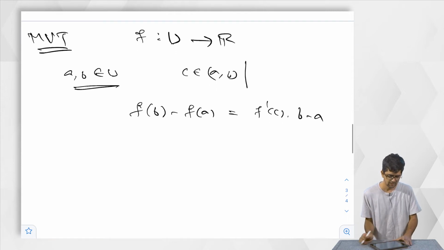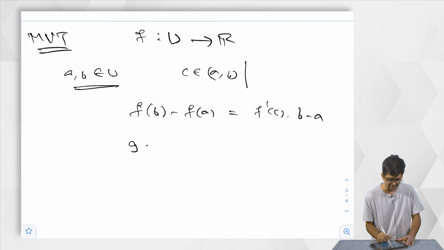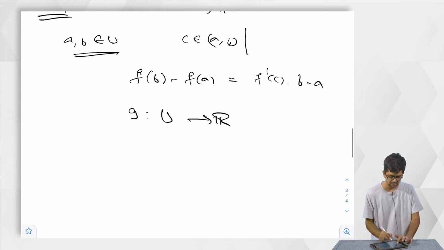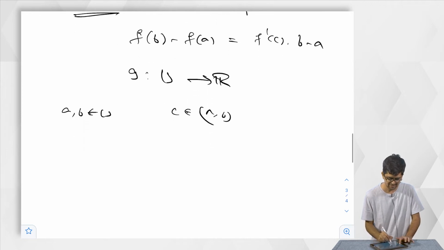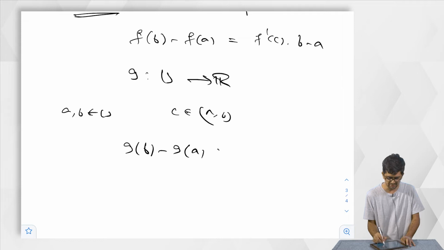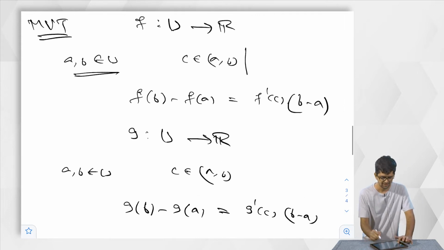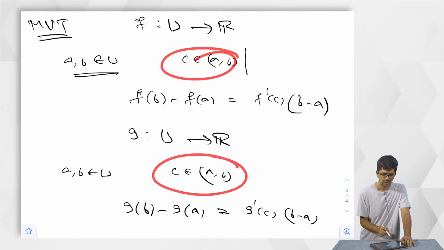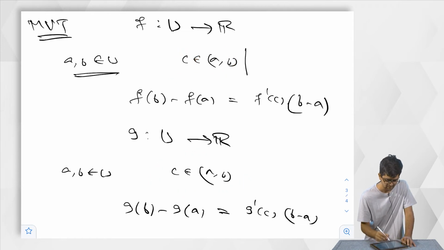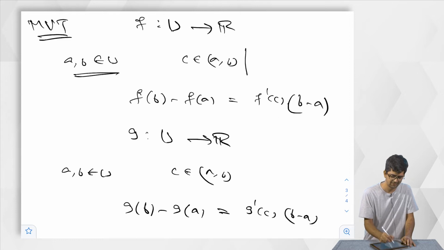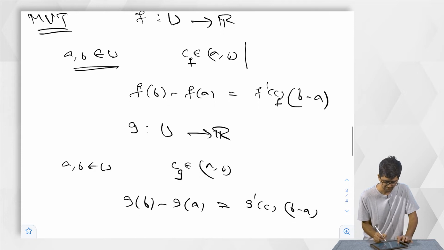Let us do one more thing. Suppose I take another differentiable function on the same domain, say g from U to R. Again a and b belong to U. So for this a and b, there is a c belonging to (a, b) such that g of b minus g of a is equal to g dash of c times b minus a. One thing to observe is that this c and this c may not really be the same. So to give this information, let us write here c_f, and let us write here c_g.